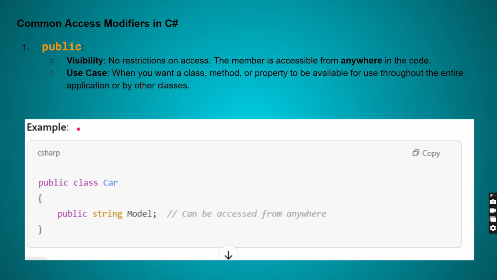Here we can see one example. We have a class called public class Car, and we have a field which is a public string model. So this model can be accessed from anywhere.